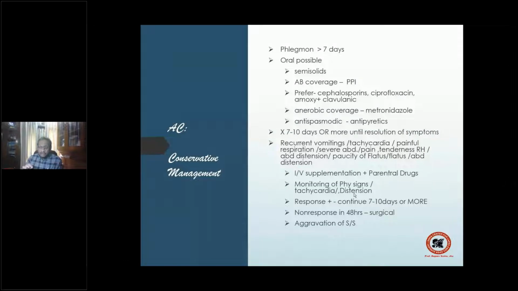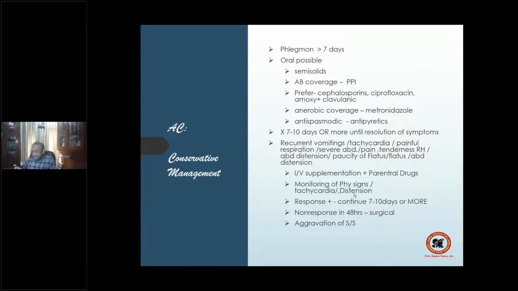If there is no response, you just wait for 48 hours. And 48 hours down the line, if you find your conservative therapy is not showing the desired result, you go ahead and go in for any kind of surgical intervention. We will talk about that in the next slide.